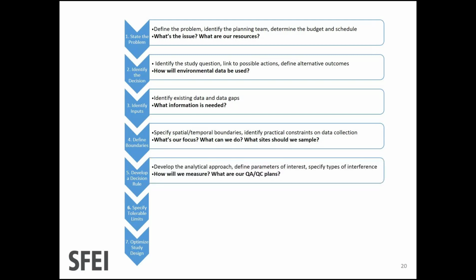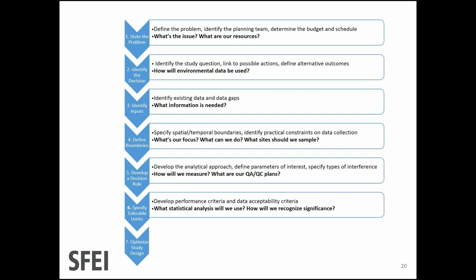Fifth is to develop a decision rule, which really means thinking about your analytical methods, what kind of measurements you'll be making, and then also thinking about your quality assurance and quality control, or QA/QC, how you're going to distinguish your measured values from contamination, for example.